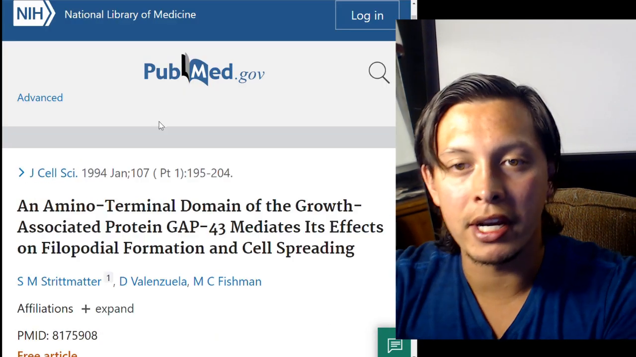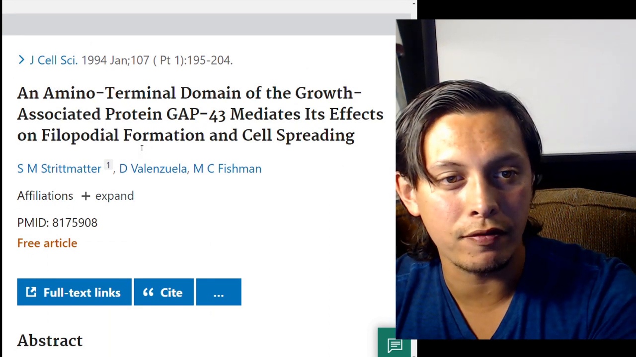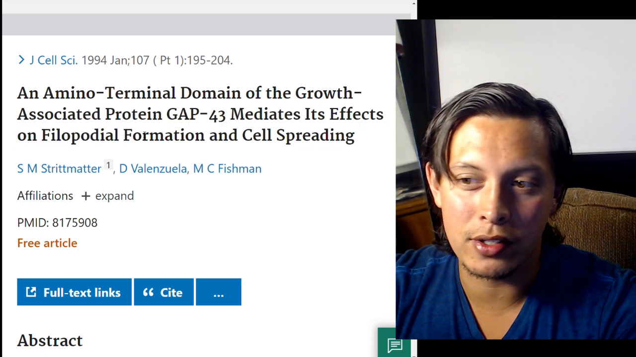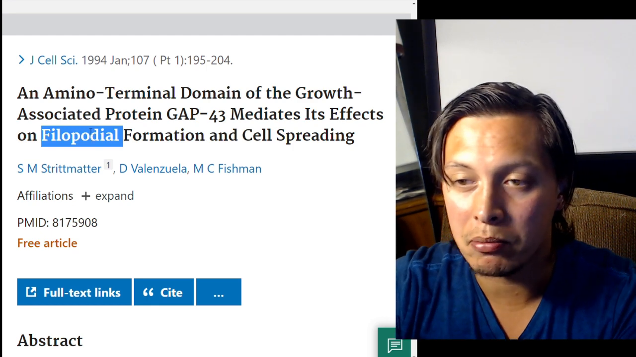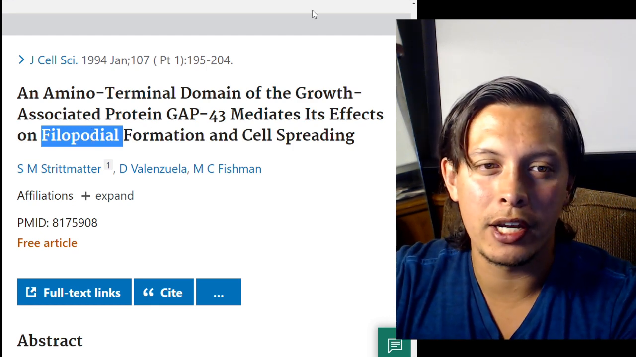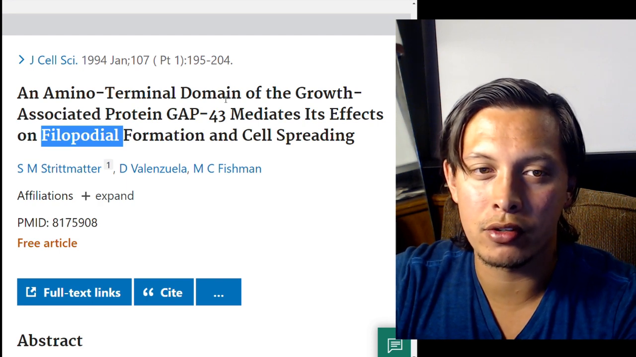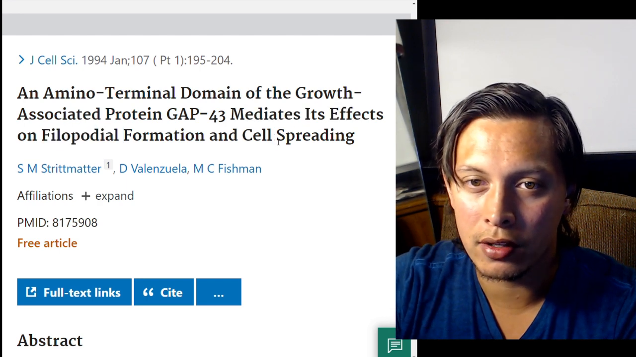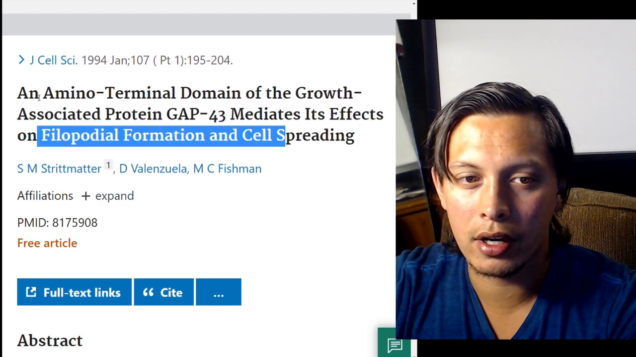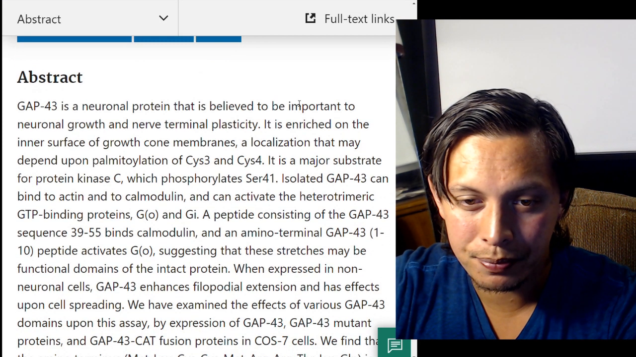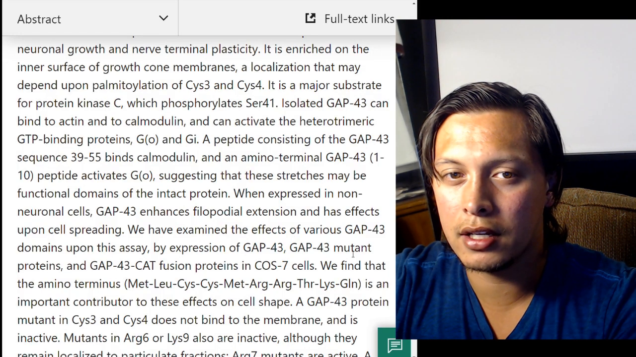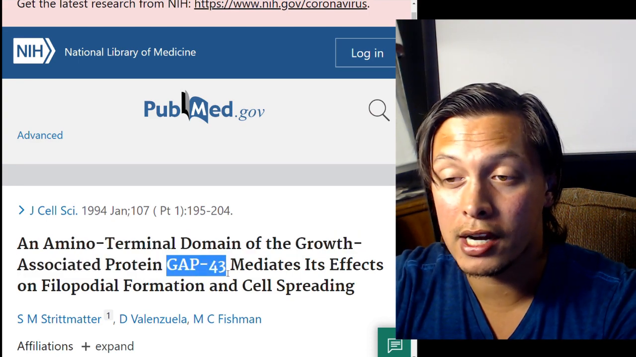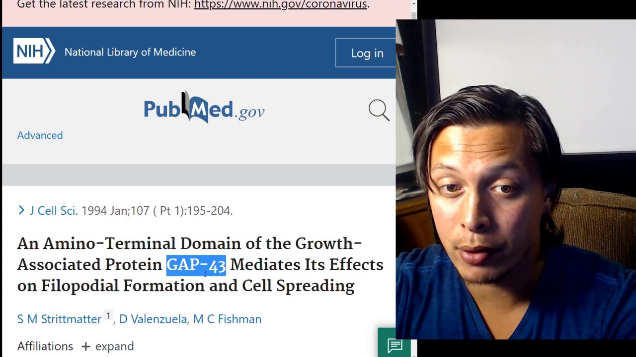An amino terminal domain of the growth-associated protein GAP43 mediates its effects on filopodial formation and cell spreading. So filopodia are like little feet that come out of cells to help them move around, if I remember correctly. So they're saying that there is a peptide in this GAP43 protein that is important for mediating the effects of the entire protein itself.